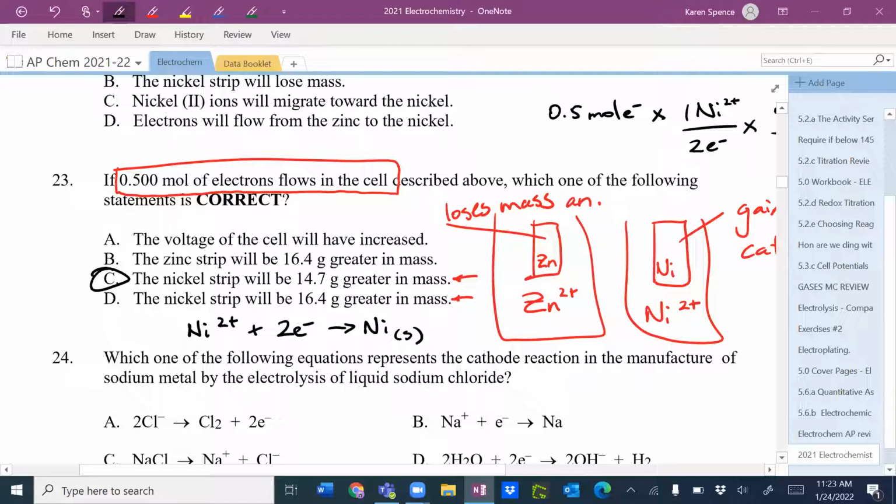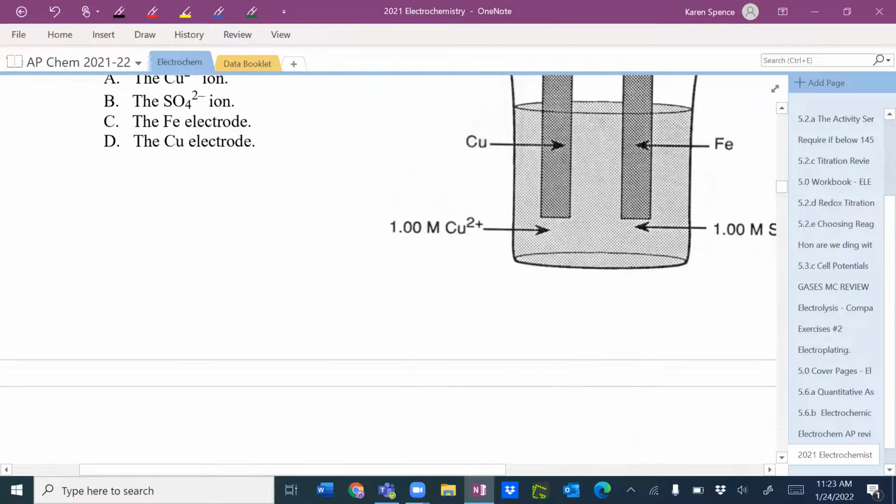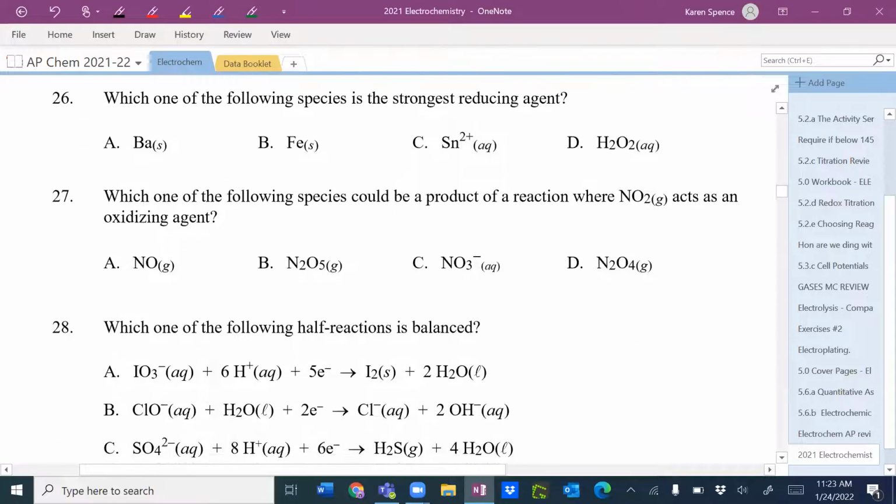Oh yeah, 19 is gray. So yeah, we don't need to do the ones that are in gray. Good catch on that one. All right, so 23 is done. We're going to go to 27.